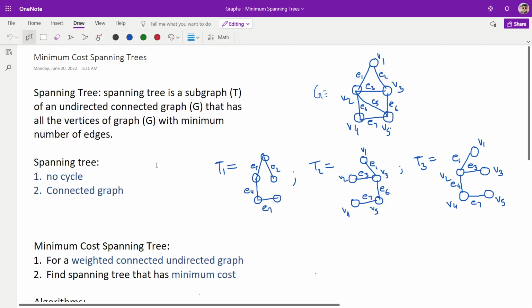Welcome back to this series on algorithms analysis and design. In this video, we are going to talk about the idea behind minimum cost spanning trees. So, what is a spanning tree? Let's start with the notion of spanning tree.